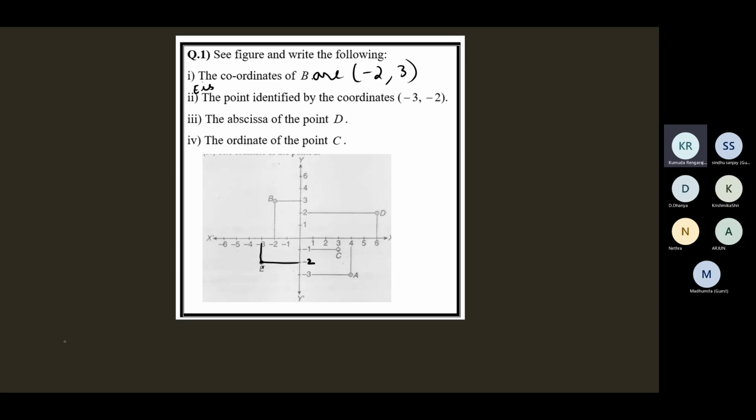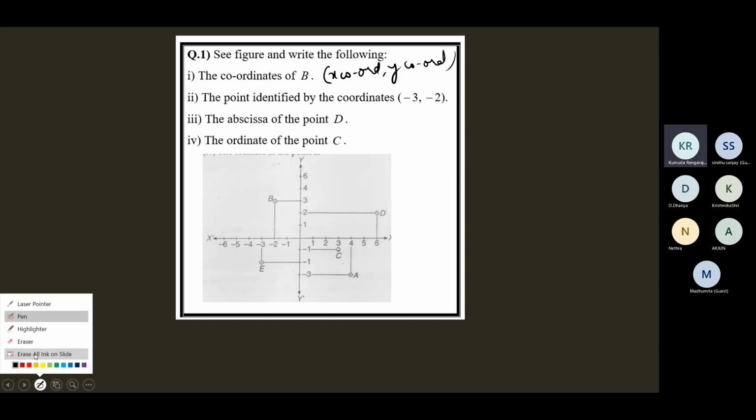The abscissa of the point D. What do you mean by abscissa? The x coordinate of a point. A point has two coordinates, the x coordinate and the y coordinate. Now, you need to know this. Let me write something. Make a note of this in your book.